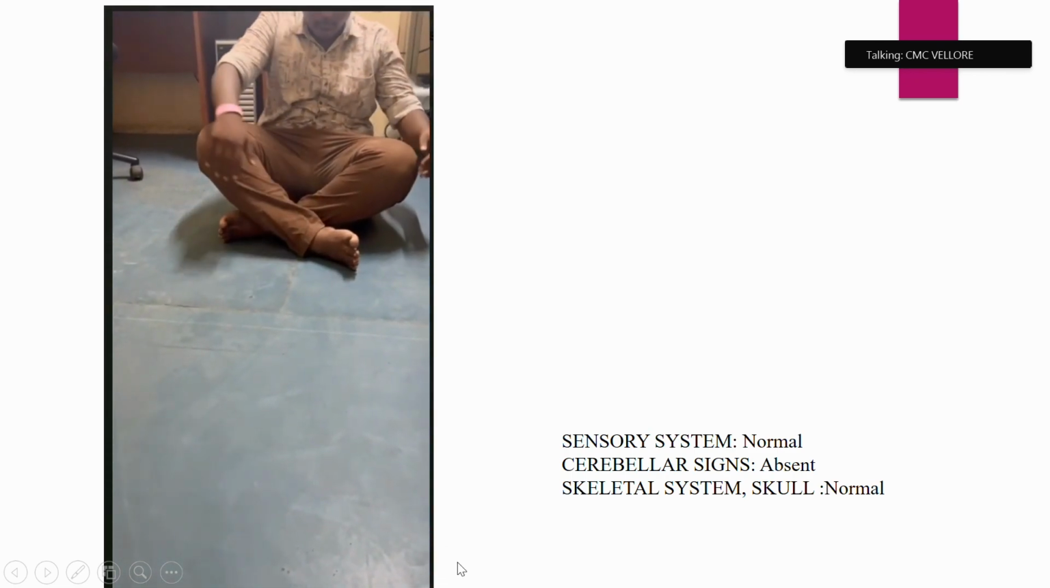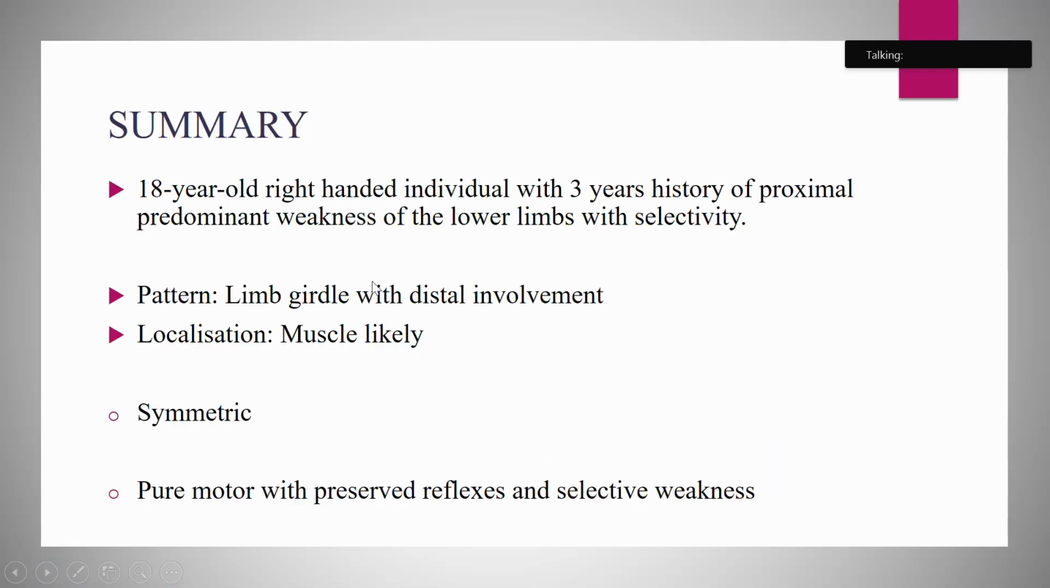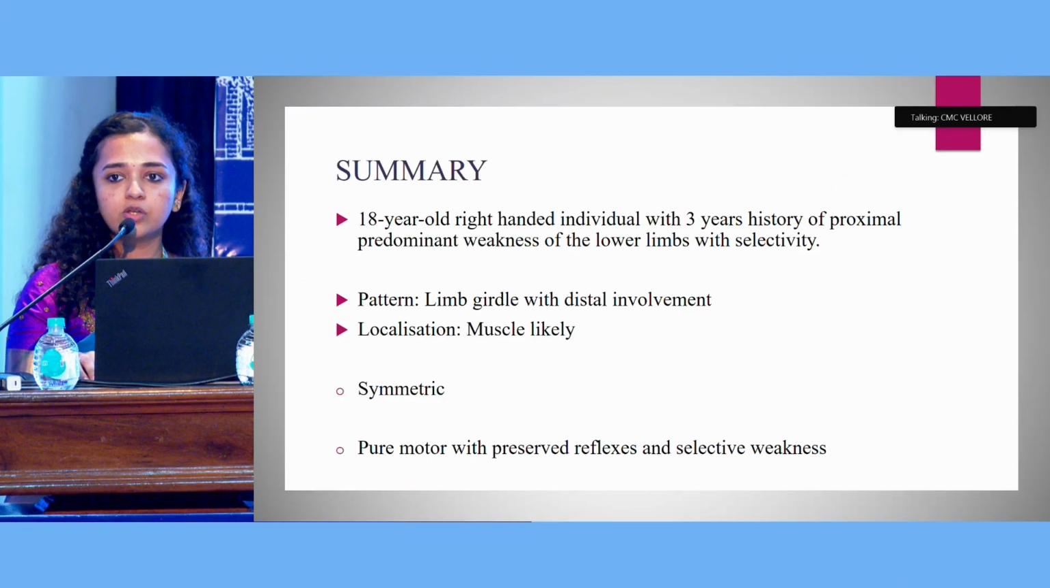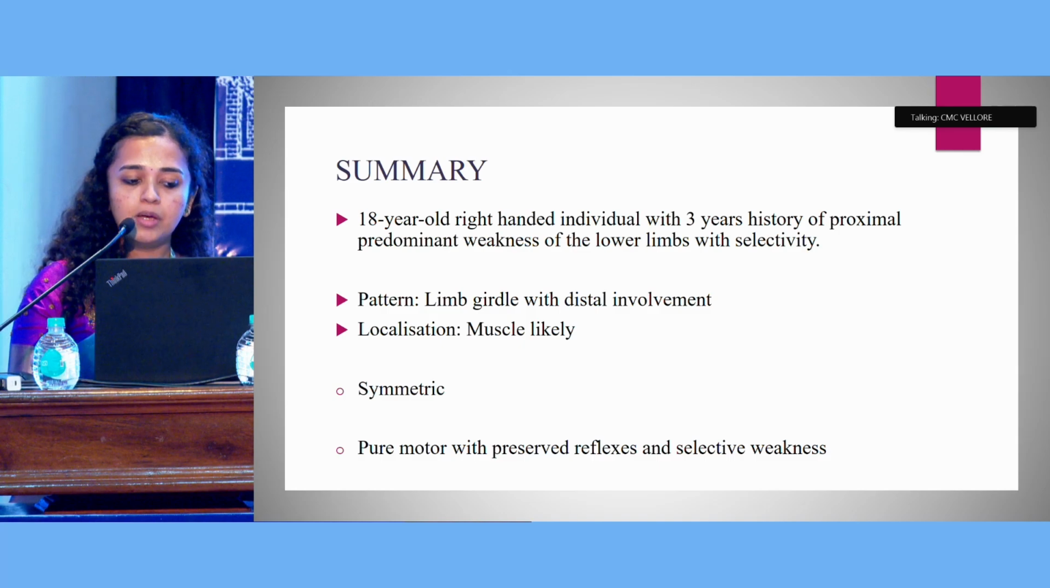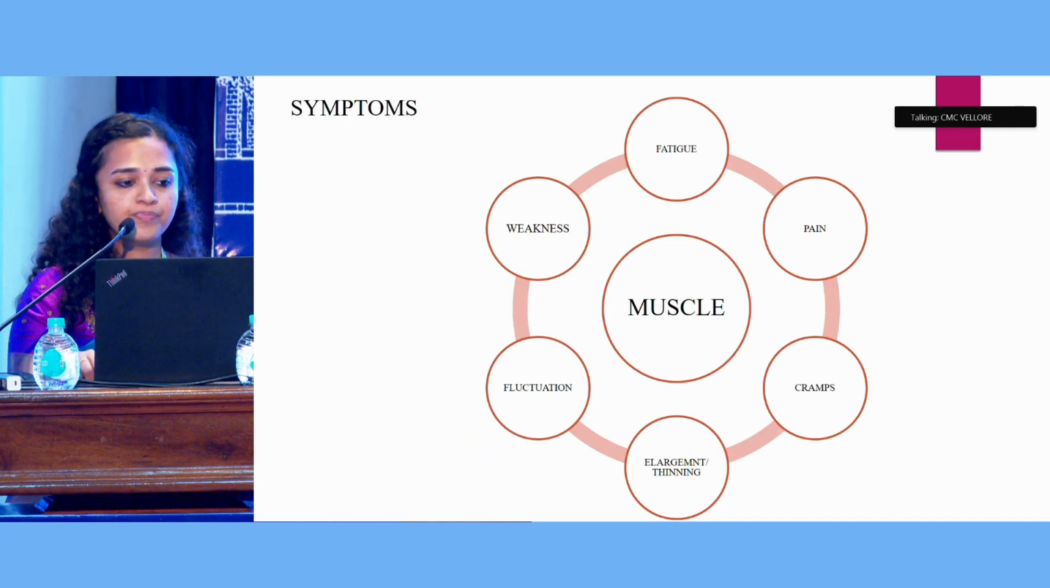So he has difficulty in getting up from a squatting position. Again, we have a similar kind of proximal predominant weakness of the lower limbs with selectivity, limb girdle type with distal involvement. Here the localization is more likely to be muscle because of symmetricity and a pure motor syndrome with preserved reflexes and selectivity of involvement.